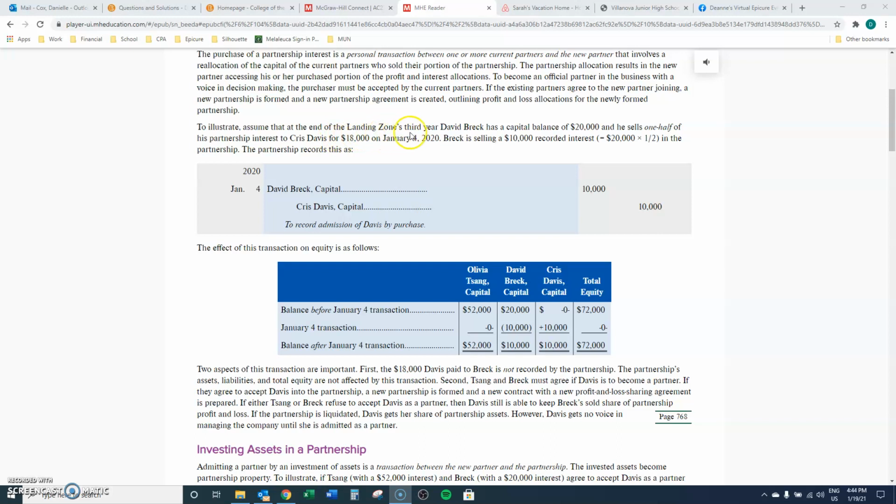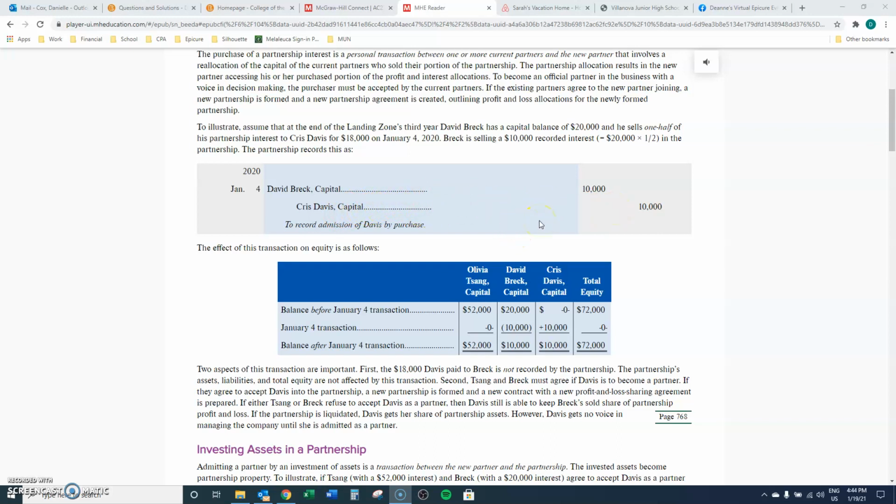So assume that at the end of Landing Zone's third year, David Breck has a capital balance of $20,000. He sells 1/2 of his partnership interest to Chris Davis for $18,000 on January 4th. So if he has a $20,000 balance in his capital account and he's selling 1/2 of that, that means he's selling $10,000. So his capital account decreases. We debit it by $10,000, and we create a new capital account, Chris Davis, and we increase that by $10,000.